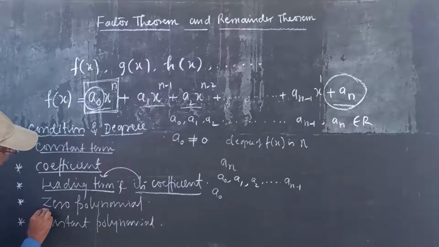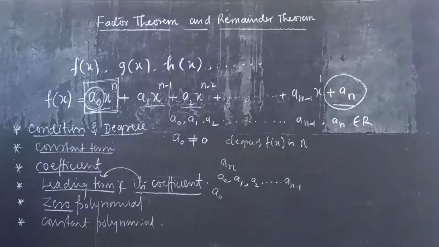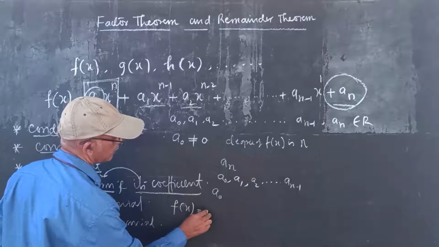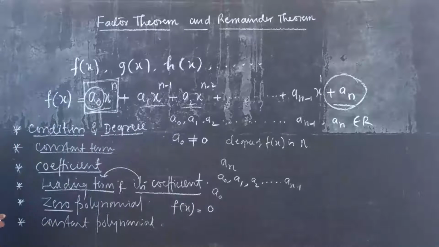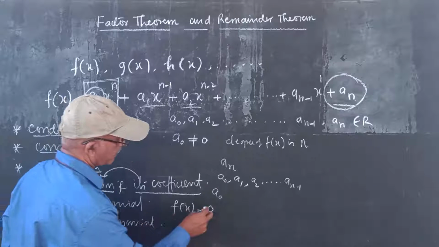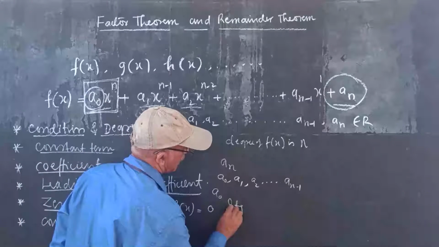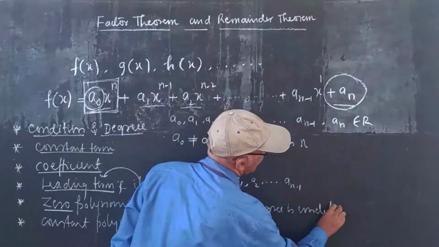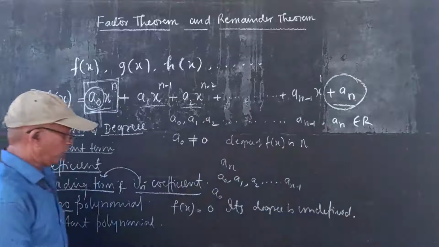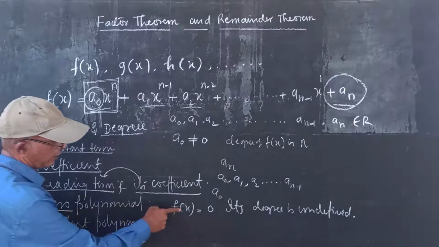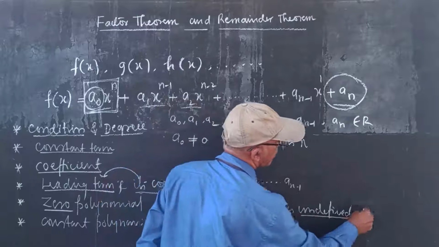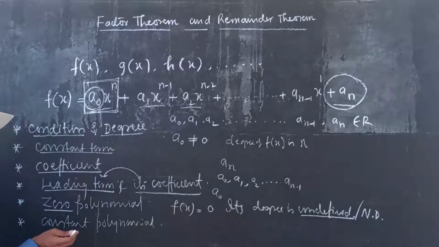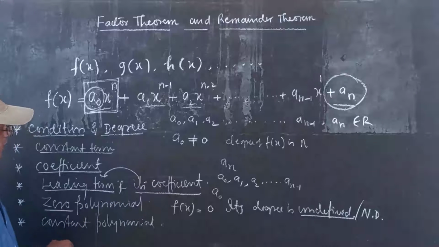Then, zero polynomial. What do you mean by zero polynomial? See, fx is equal to 0. So, zero polynomial, its degree is undefined. This is very, very important. If the polynomial is zero polynomial, its degree is undefined or not defined. Now, we can't tell its degree.